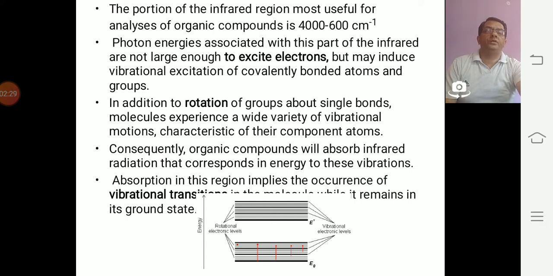In addition to rotation of groups about single bonds, molecules experience a wide variety of vibrational motions, characteristic of their component atoms. Consequently, organic compounds will absorb infrared radiation that corresponds in energy to these vibrations, and absorption in this region implies the occurrence of vibrational transitions in the molecule while it remains in its ground state.